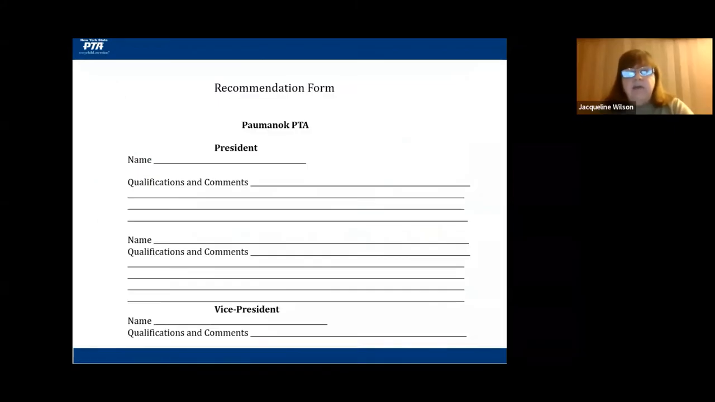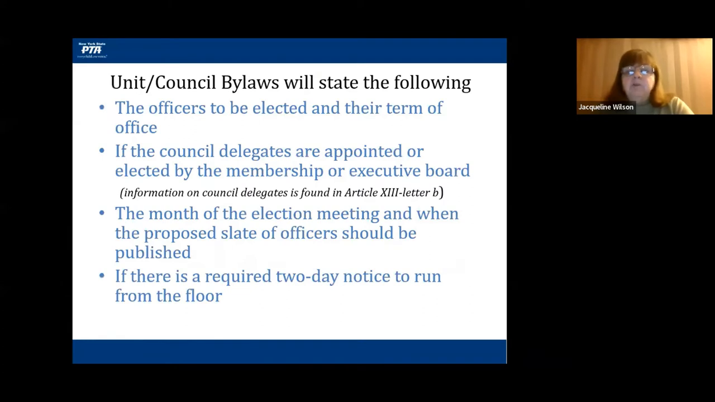name of the PTA, then you would have each office in turn where a person can write in a suggested name and then list some qualifications and comments about that person. And you can also do that for each successive office that is going to be elected. Your bylaws will also state the following: the officers to be elected and their term of office.